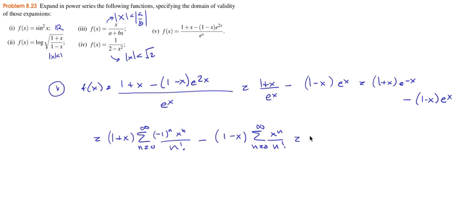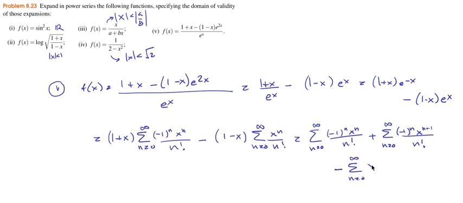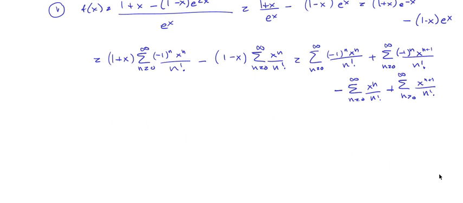So let me write these different sums. We have the sum from n equals 0 to infinity of (minus 1) to the n x to the n over n factorial, plus the sum from n equals 0 to infinity of (minus 1) to the n x to the n plus 1 divided by n factorial, minus the sum from n equals 0 to infinity of x to the n over n factorial, plus the sum from n equals 0 to infinity of x to the n plus 1 over n factorial. Okay, now how to deal with these things, right?